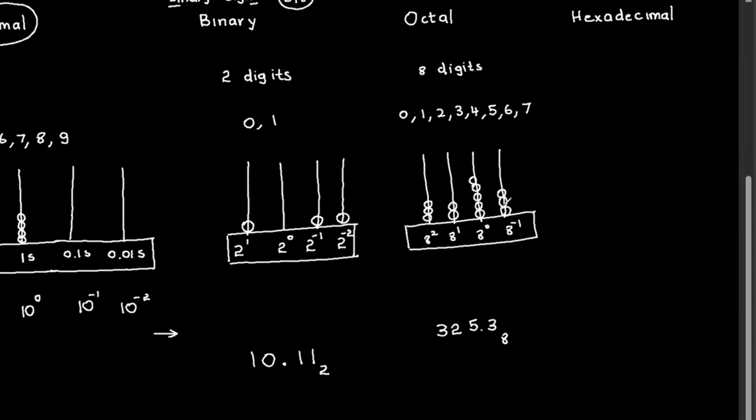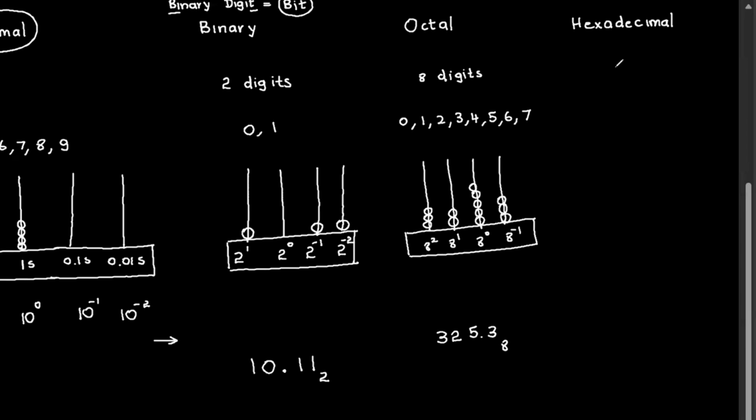So try to visualize like this. Similarly, hexadecimal uses 16 digits. Each digit can be written down: 0, 1, 2, 3, 4, 5, 6, 7, 8, and 9. Now you may think, what are the other six digits? So here we have 10 digits, and what are the other six?